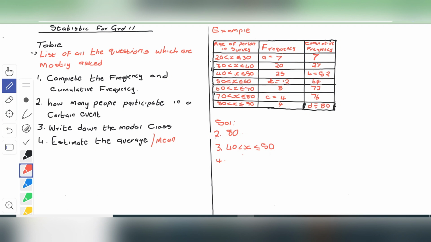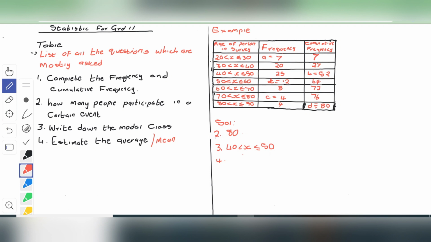So from grade 11, how do we estimate the average? Okay guys, from the age of persons in the survey, we have the interval from 20 to 30 with only 7 people, and from 30 to 40 we have 20 people. From 40 to 50 we have 25 people. 50 to 60 we have 12. 60 to 70 we have 8, right? So this is how we estimate the mean.